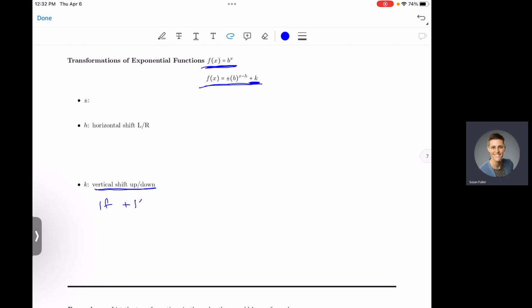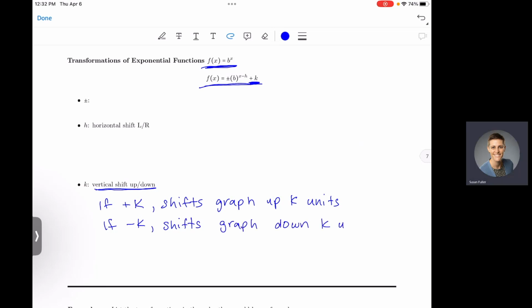If k is positive, if you add a number to the end, then that shifts your graph up k units. And if you have minus k, if you subtract a number on the end, that shifts your graph down k units. That's going to be consistent with what we've done before. It's going to move the way that you think it will. If you add, it's going to move up. If you subtract, it's going to move down.